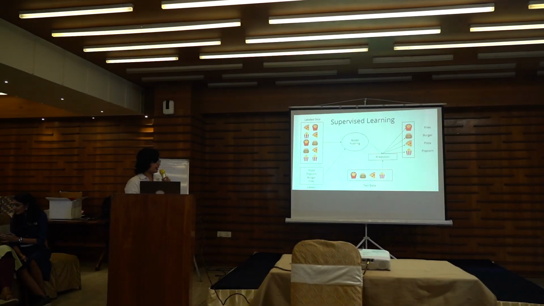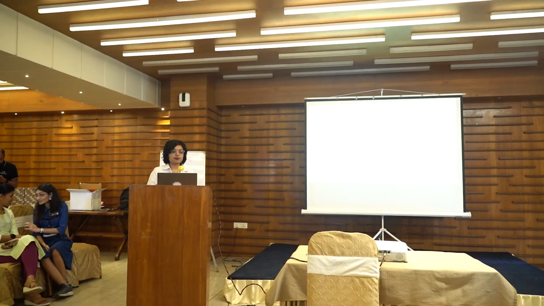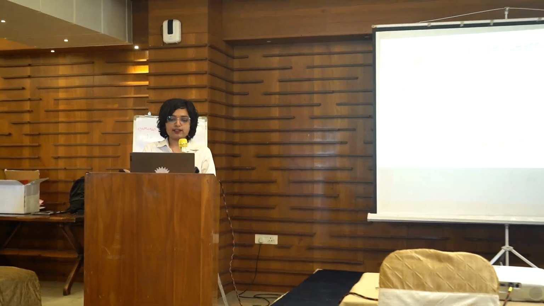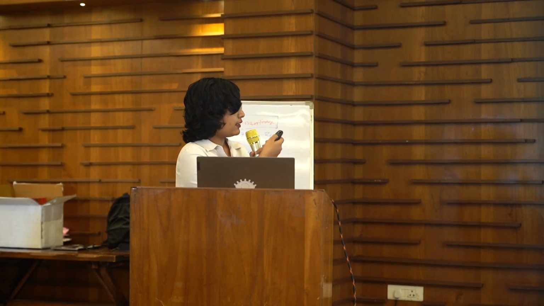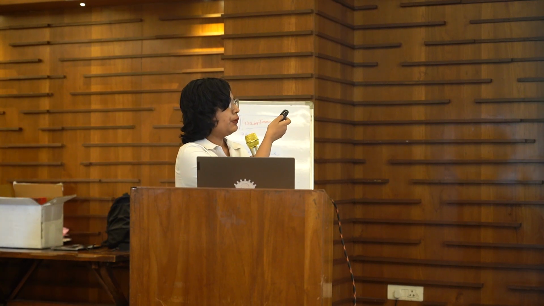Similarly, you feed the model the data and the labels. You teach it over and over again: this is a burger, this is a pizza, this is a French fry, and eventually it will pick it up. The difference in unsupervised learning is that we do not have labels. We just feed the model data, and the model tries to figure out which data points are similar to other data points. It will eventually figure out that pizza slices are similar, so let's group them together, and French fries are similar, so let's group those together. That is supervised and unsupervised learning for you. Now coming to deep learning.